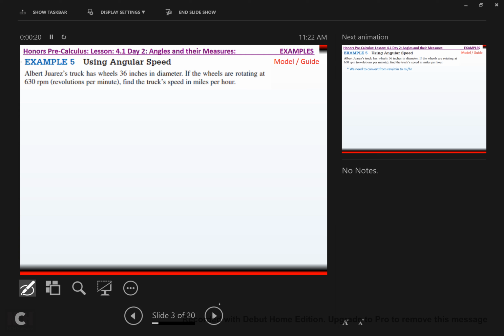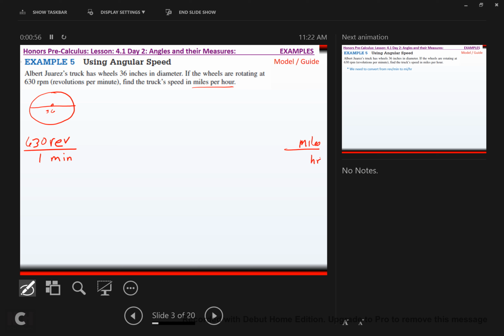So the first thing they want us to do is, they said Albert Juarez's truck has wheels that are 36 inches in diameter. So here's a wheel. It's got a diameter of 36 inches. It says if the wheels are rotating at 630 revolutions per minute, they want us to figure out the truck's speed in miles per hour.